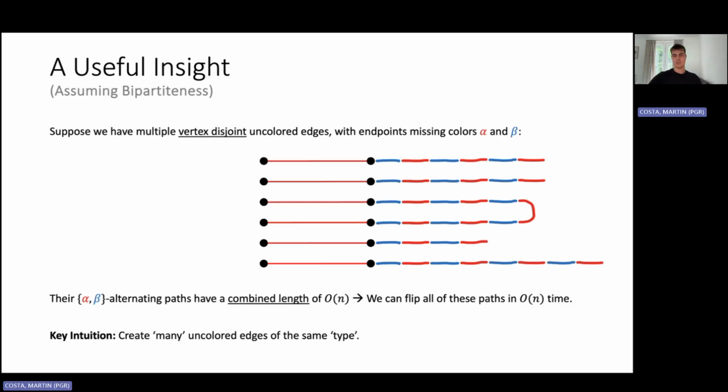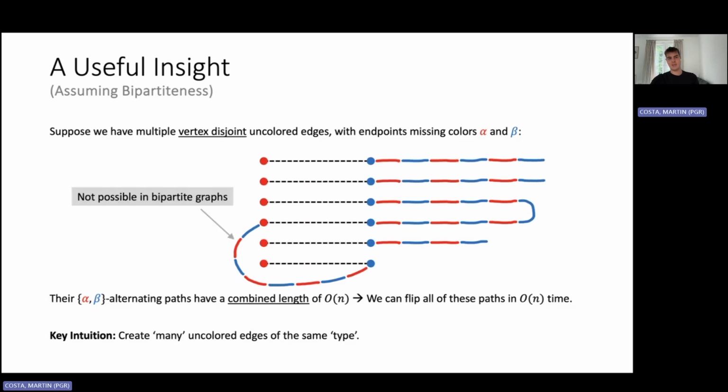And if we have this situation where we have lots of edges which are missing the exact same colors in a bipartite graph, we can extend the coloring to all of them at the same time in O(n), instead of just doing it for only one of them in time O(n), okay? And once again, these bad cases where an edge starts at some vertex missing blue, and ends at some vertex missing red can't happen here just because of this assumption of bipartiteness, okay?